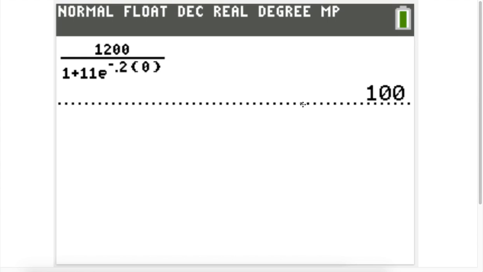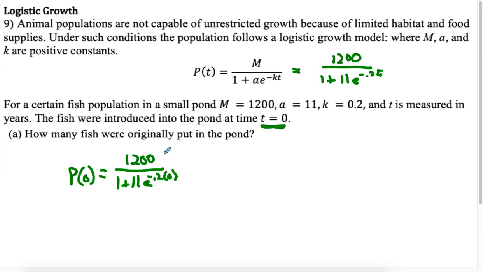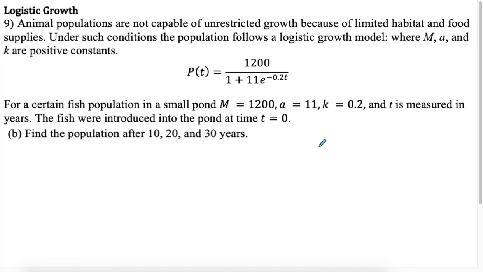Now for these examples, I'm just going to have the calculator already queued up. If you have questions or want to see how you type that into the calculator, please ask. I'd be happy to show you. Okay, so in this case, our initial population of fish is 100. So we want to then evaluate the population after 10, 20, and 30 years. So again, I'm just going to take my equation and plug 10, then 20, then 30 in for t.